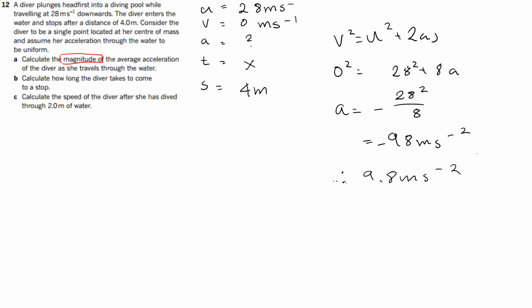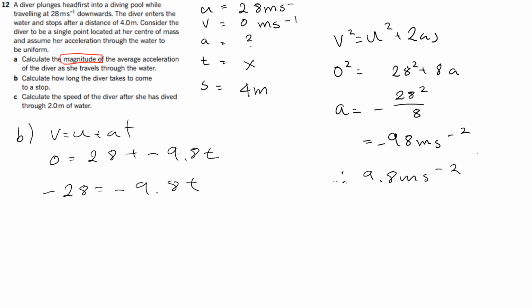Okay, part B, calculate how long the diver takes to come to a stop. So now we're trying to find T, and the most simple equation to use is V equals U plus AT. V is 0, U is 28, acceleration we just found, which is negative 98, and that times T. So negative 28 is equal to negative 98 on T. So T is equal to 0.286 seconds.